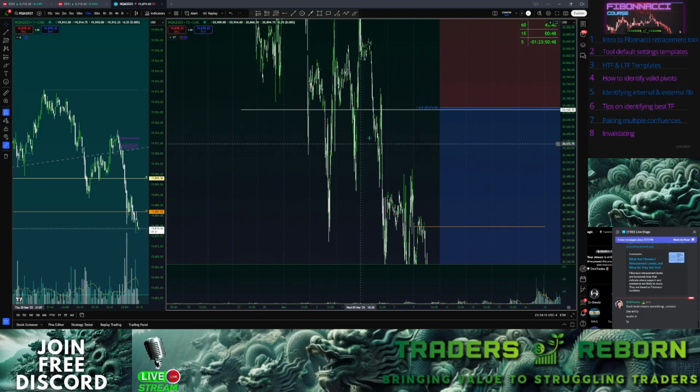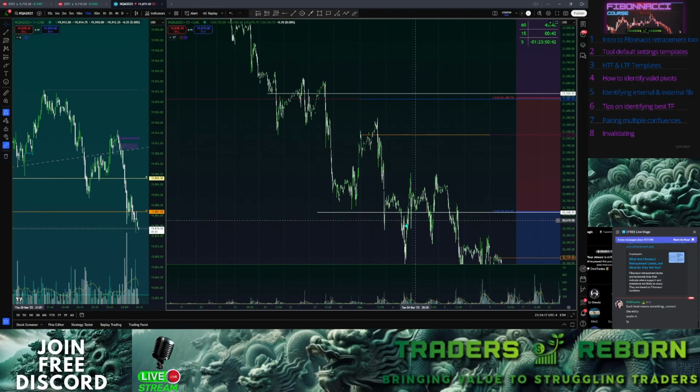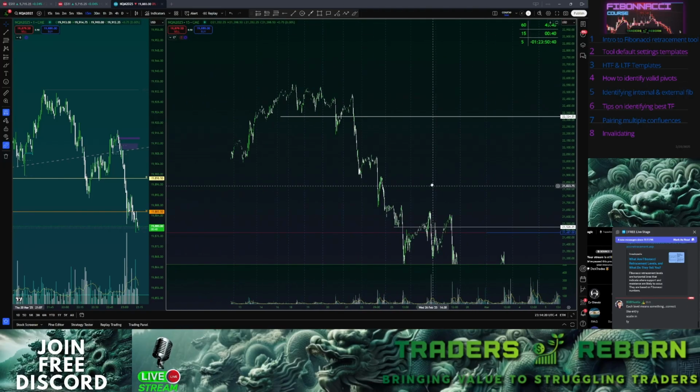So I'm going to show you what I use it for, and mainly how I like to use the Fibonacci retracement tools. So you can see here, right? See how these levels are respected?